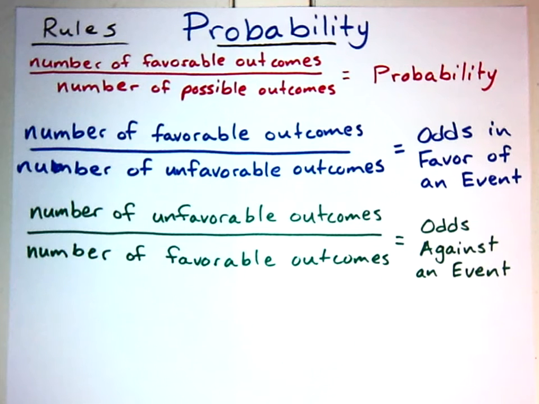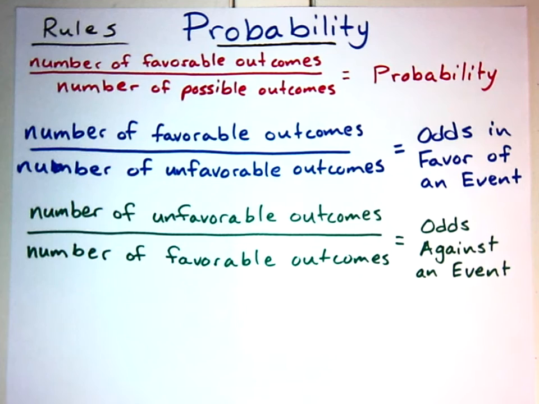An error people make is that they put in the numerator the number of favorable, and in the denominator, the ones that aren't that favorable option. But that's not probability, and that's going to take us to where we're talking about odds. So odds are slightly different from probability. So you have two different types of odds. Odds in favor and odds against.